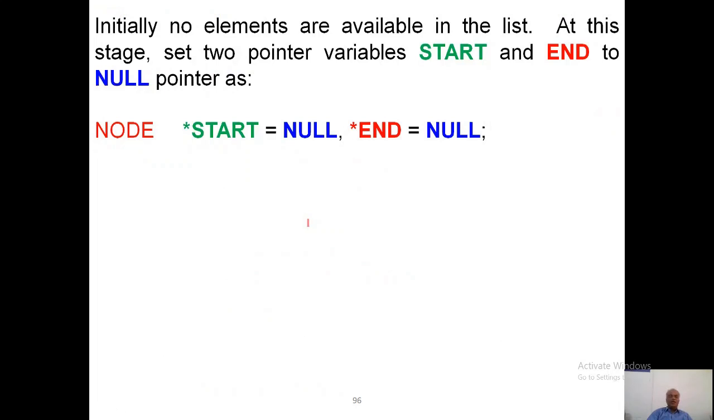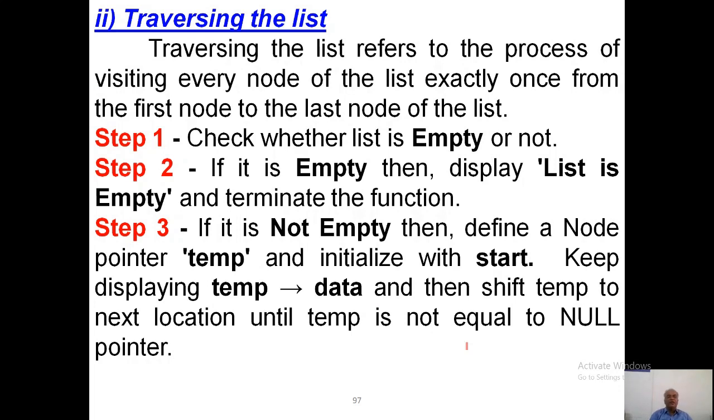Initially, no elements are available in the list. At this stage, set two pointer variables, start and end, to the null pointer. So node start equals null, initially no values, and end equals null. Traversing a list. Traverse means visiting a node, because visiting each node of the list exactly once is called traversing.